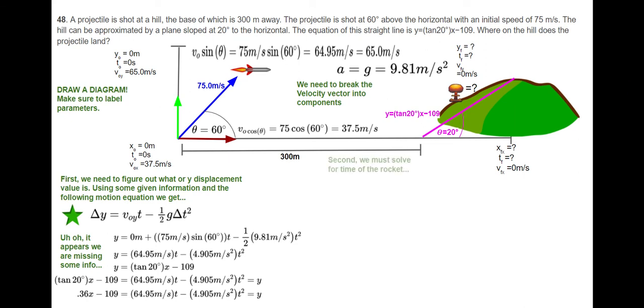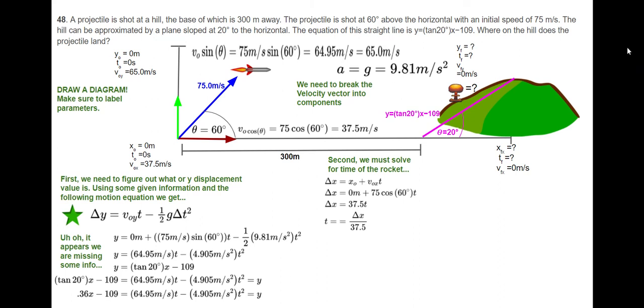Well, there is. We can use another motion equation with information that we do have. So we know the change of x equals the x initial plus the initial velocity of x times time. Using this information, we get some value for time. Not an exact value, but we might be able to use this information that we have. So t equals the change of x divided by 37.5.